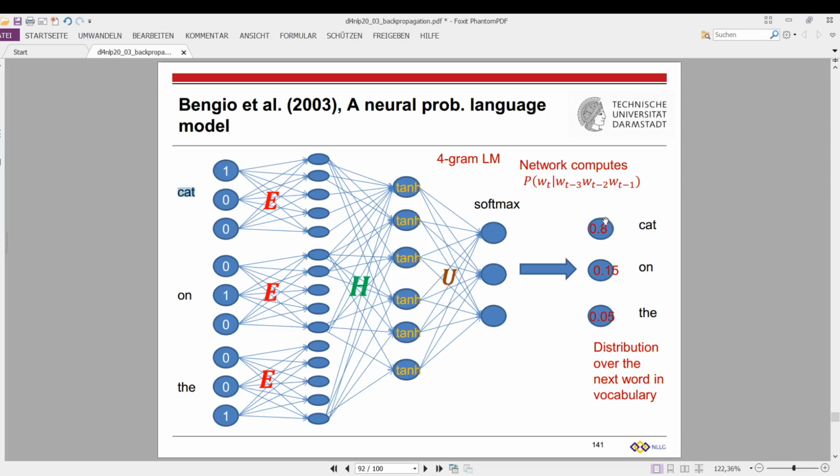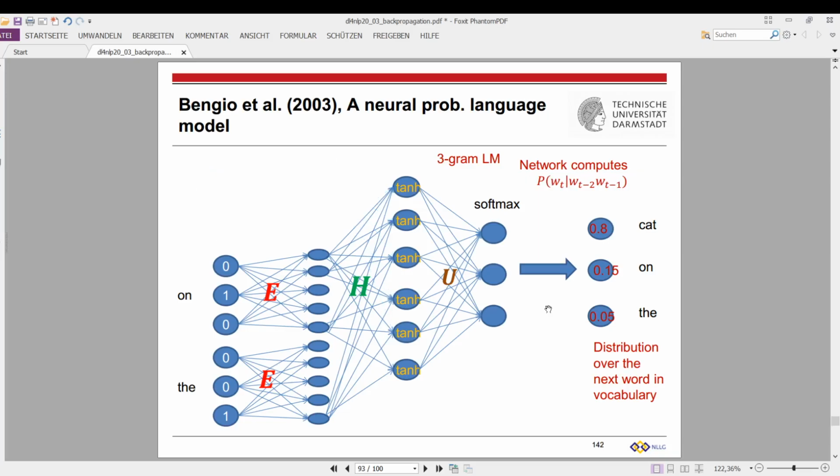So our probability distribution would exactly encode this equation of the 4-gram language model, namely the probability that the next word is cat, given that the previous 3 words were cat on the, is 80%. The probability that the next word is on, given the history, is 50%, and the probability that the next word is the is 5%, given this history, right? So that's what the 4-gram language model is computing.